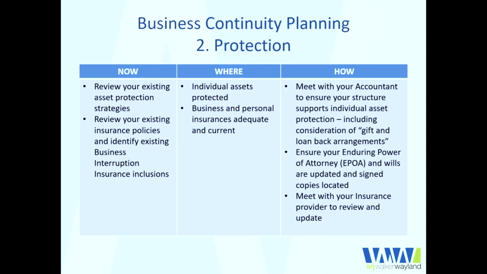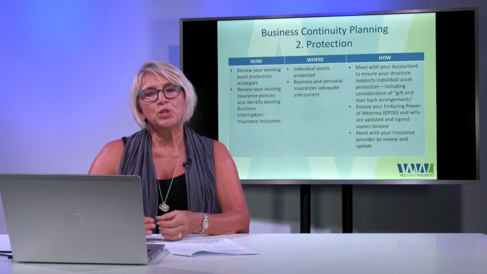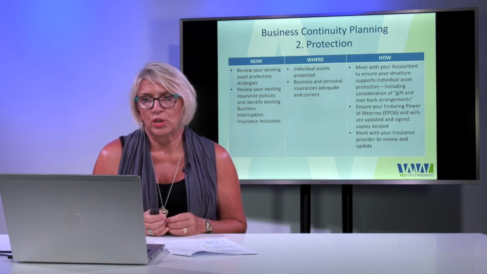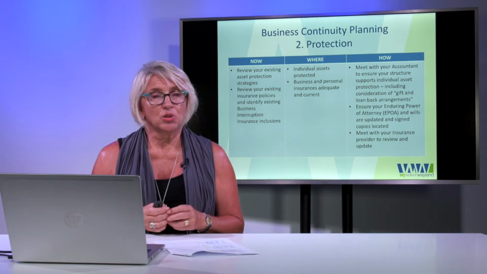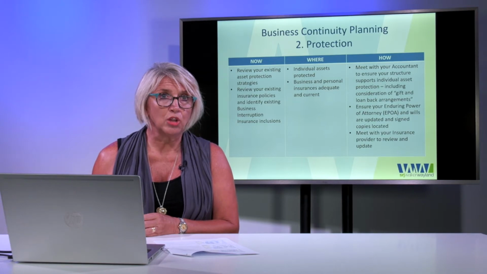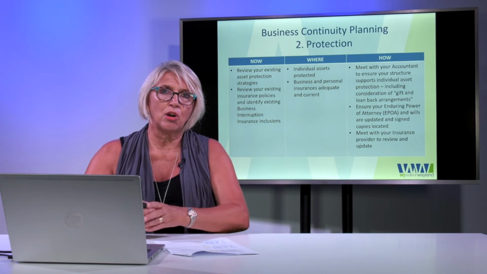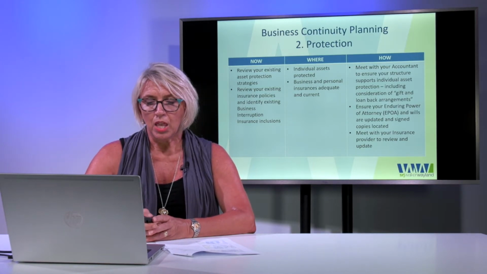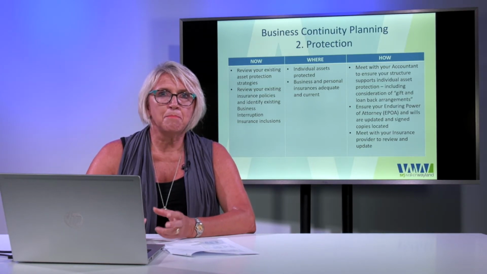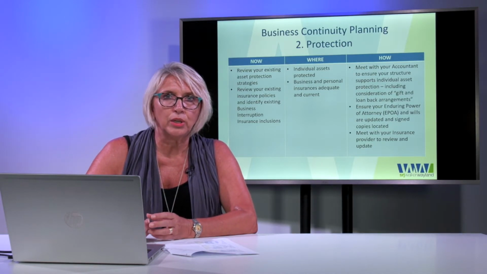You might want to discuss with them options such as, in the event of an emergency, gift and loan back arrangements. You need to ensure your enduring power of attorney is up to date, that they're signed with your wills, that you know where your copies are located, and other people know, in the event of an emergency, how they could get hold of that documentation. So meet with your solicitor, meet with your insurance provider, and make sure you have those things adequate and current.